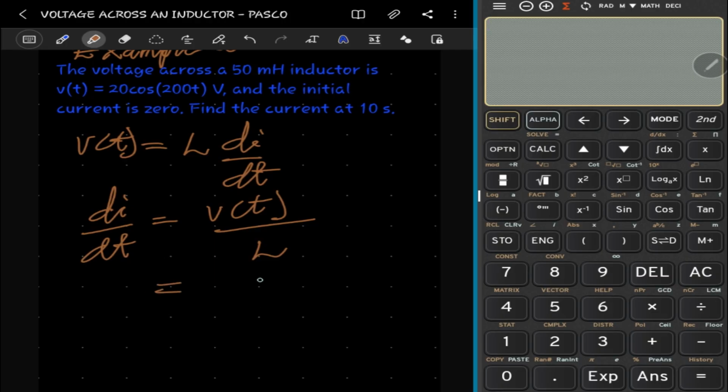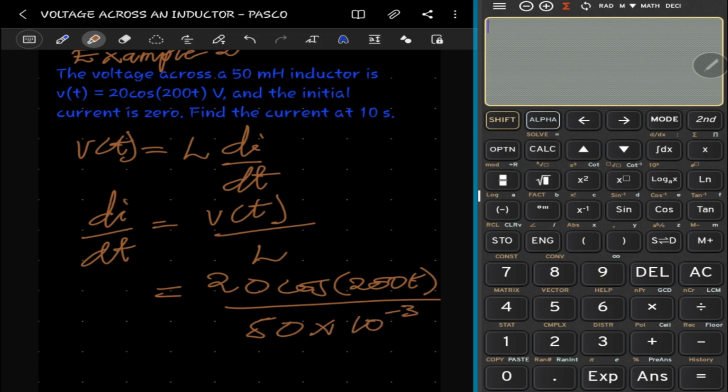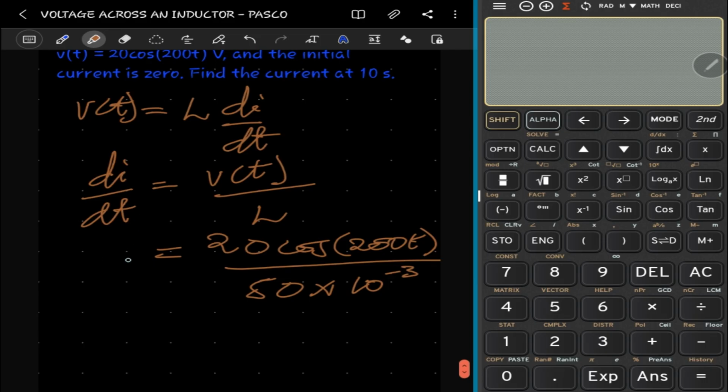The v(t) that we're having here is 20 cos 200t, right? And then the inductance that we have here is 50 millihenry, so that's 50, and the milli is 10 to the power minus 3, right? So this is the di/dt.